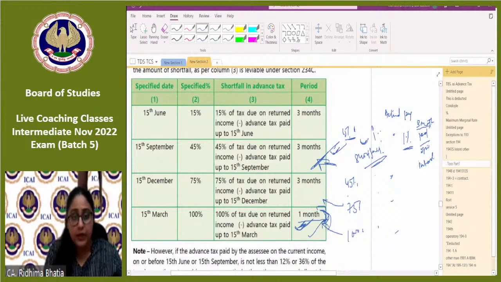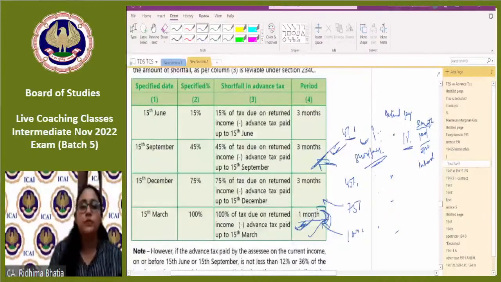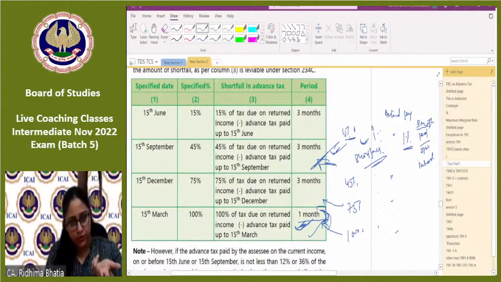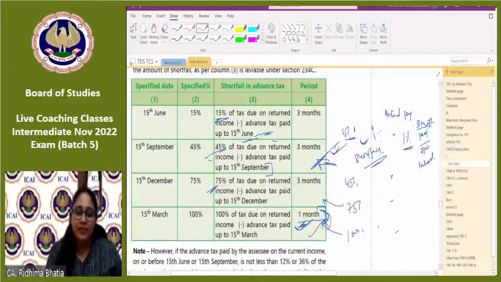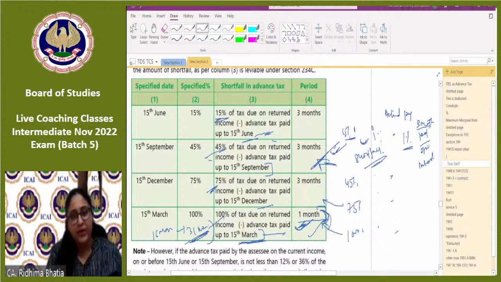Number 1. Okay. Now how do you have to calculate the shortfall? Simply calculate the tax which is due on your return income, uska 15% minus the advance tax actually paid up to 15 June. Then 45% of the tax which is due minus the advance tax paid by 15 September. Then 75% minus the advance tax paid by 15 December, and then 100% minus the advance tax paid up to 15th March. So can I say that इसमें जो 16th March से लेके 31st March को आपने पे करा, उस पे भी you are paying an interest, even if it is an advance tax, but it did not come under the installments.